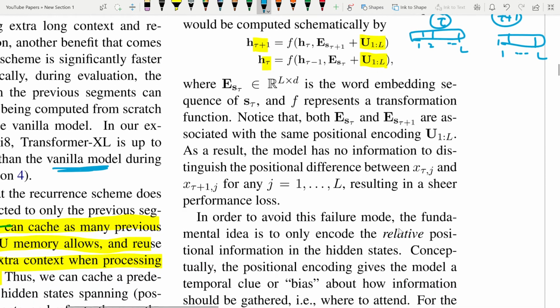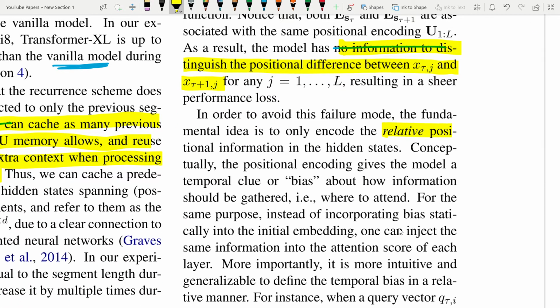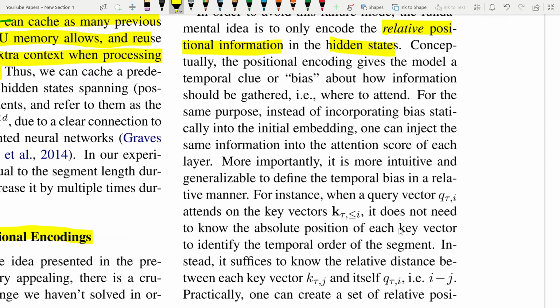However, the problem is the model has no information to distinguish the positional difference between x tau j and x tau plus 1 j. This is the issue. So how do we resolve this? We use some sort of relative positional information in the hidden states. This relative positional information is helpful when you are using such recurrence between the segments. It is not exactly an advantage, it is something they had to do to properly implement this segment recurrence.